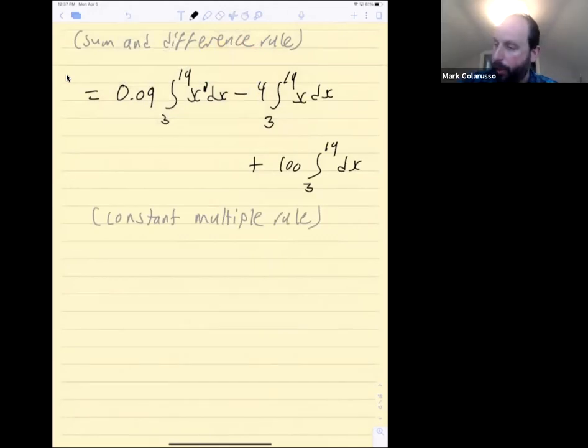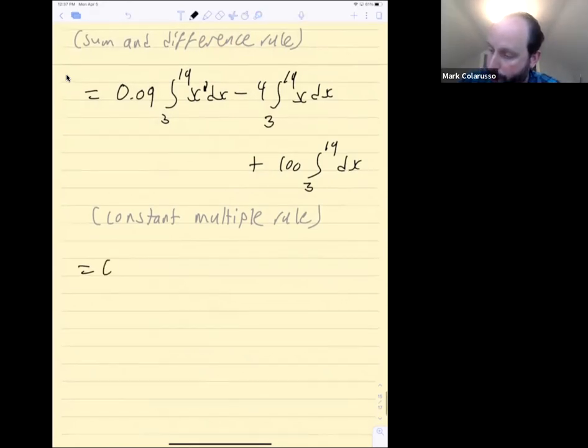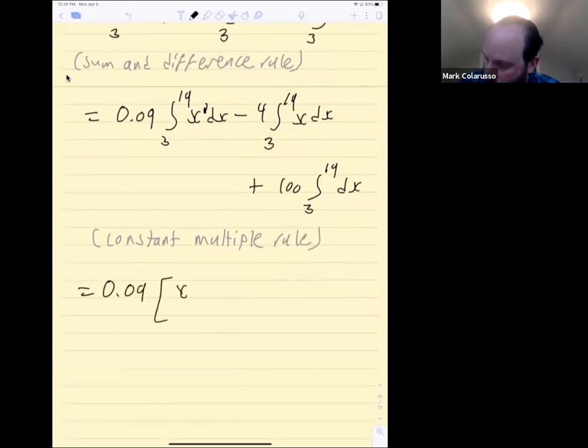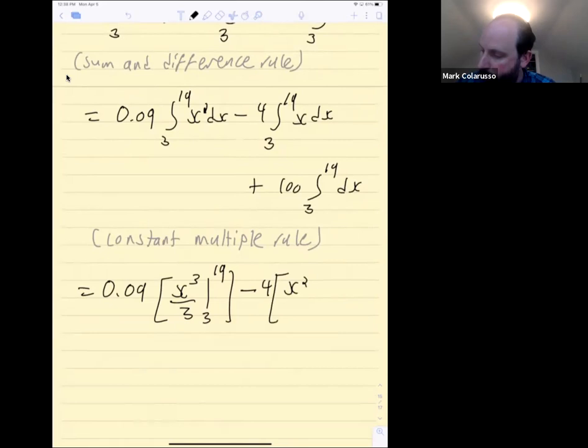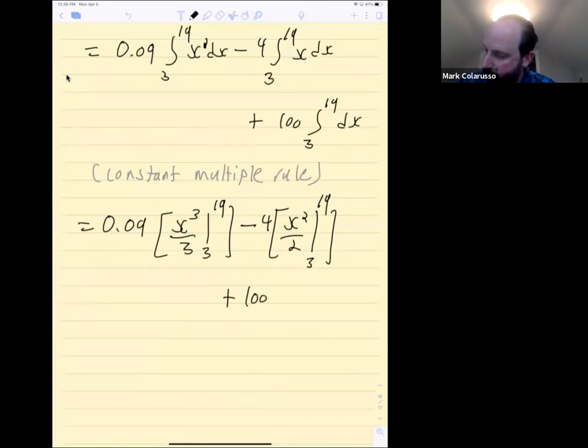And now these can all be computed by just using the reverse power rule, very standard antiderivatives. So we have 0.09. The antiderivative of x squared is x cubed over 3, the value at 19, subtract the value at 3, minus 4x squared over 2, plus 100x squared over 2, the value at 19, subtract the value at 3.